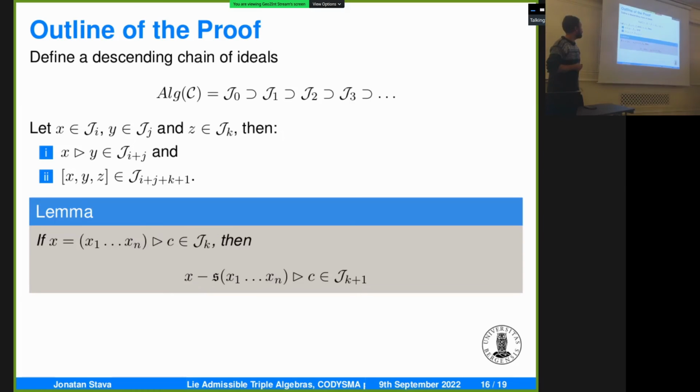So if you have two elements in Ji and Jj, then the product of them would be in J(i+j). And if you take the triple bracket of three elements, it would be in the sum of the grades of the elements plus 1, because you have a triple bracket in addition. So what these do is count out how many triple brackets at minimum you could write an element with.